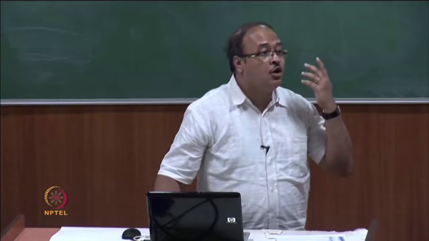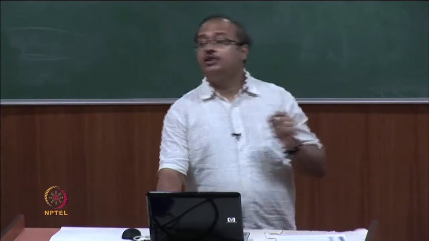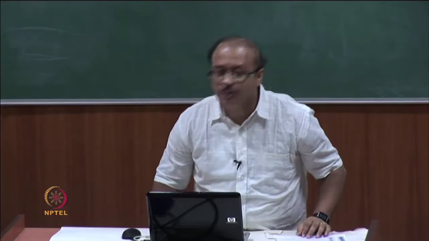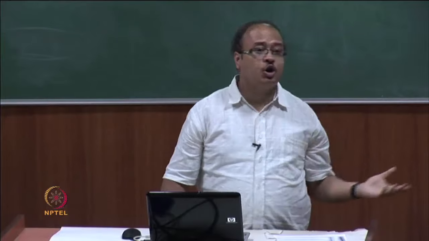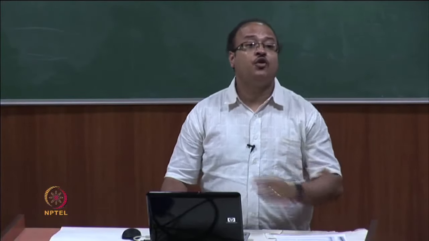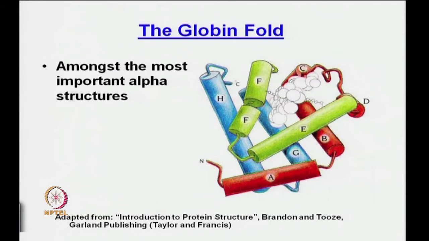It becomes really evident, right. So, before actually talking about the ridges into grooves model, let us look at this globin fold. This globin fold is a very common fold. Why? You talk about hemoglobin, myoglobin, these are the globins where this fold is typically found. What you see out here is amongst the most important alpha structures, good.